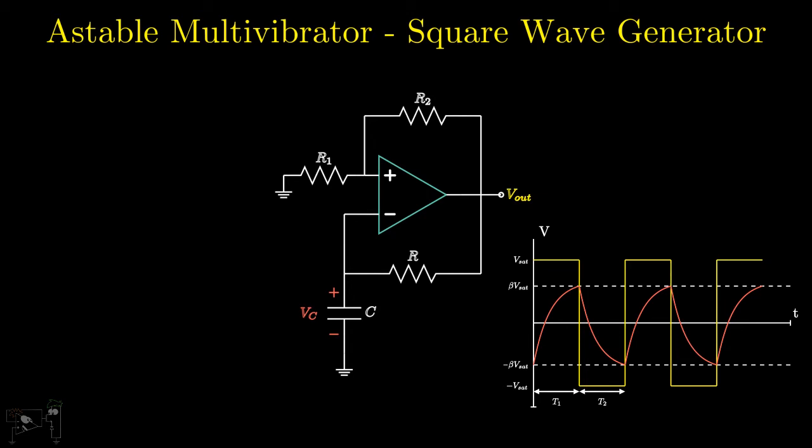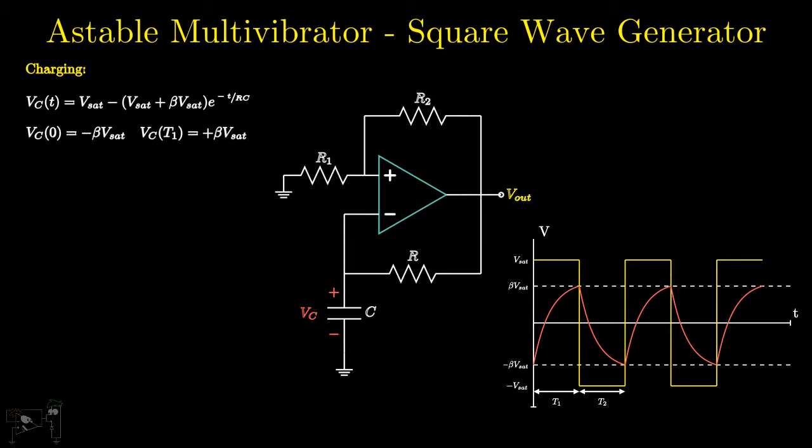The charging equation of the capacitor is this. Note that the initial voltage of the capacitor is VLT, that is, minus beta Vsat. The voltage across it at time t1 is VUT, that is, beta Vsat. Substituting and simplifying we get t1 equal to RC into ln of (1 plus beta) upon (1 minus beta).